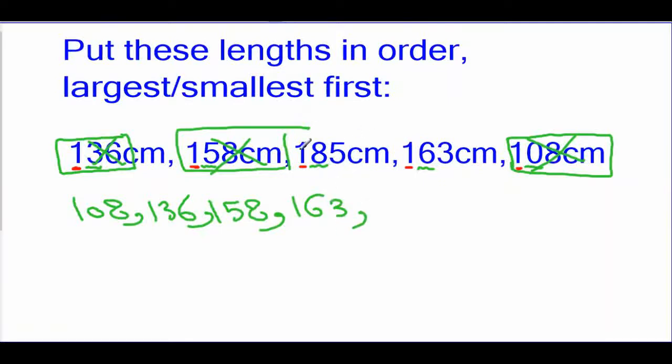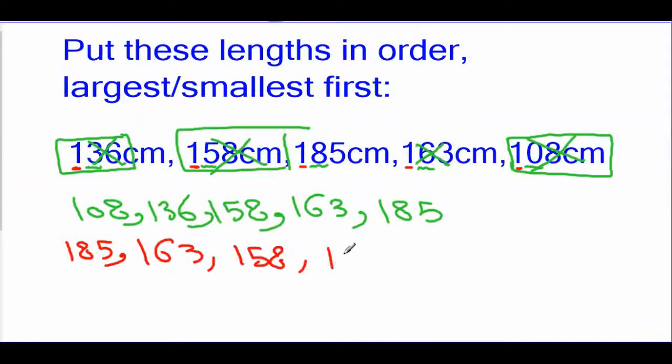And the last one, the greatest number, is 185. Remember that I'm comparing the tens place because all of them have the same hundreds. All of them have 100. So I move to compare the tens place. And if I want to put these numbers from largest to smallest, I will make it like this. Here is the largest, so it will be 185. Next, 163. Next 158, then 136, then 108.